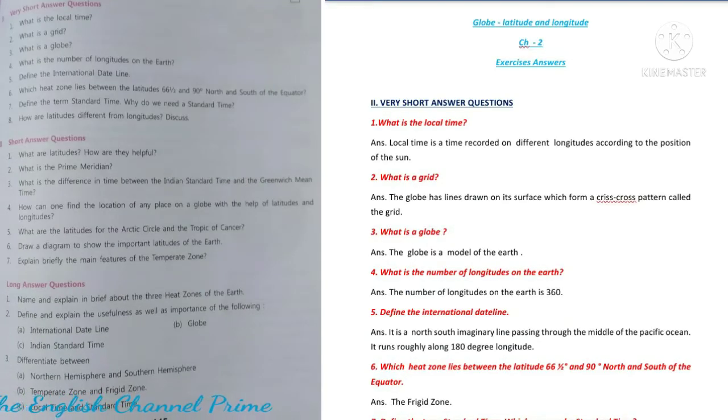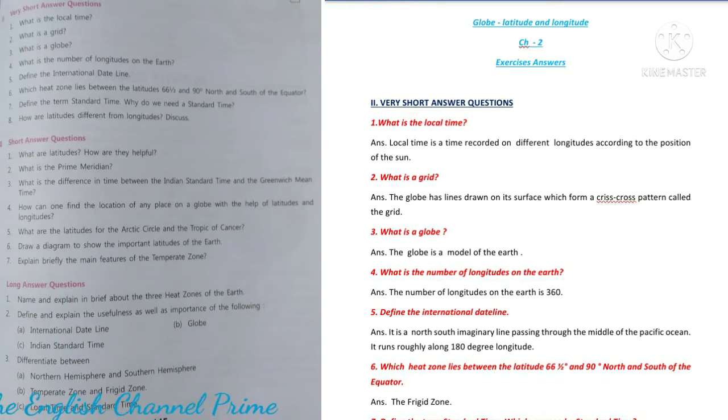Next, second main, very short answer questions. First question, what is the local time? You can write down, local time is a time recorded on different longitudes according to the position of the sun. Second question, what is a grid? Answer, the globe has lines drawn on its surface which form a crisscross pattern called the grid. Third question, what is a globe? The globe is a model of the earth. Fourth, what is the number of longitudes on the earth? The number of longitudes on the earth is 360.